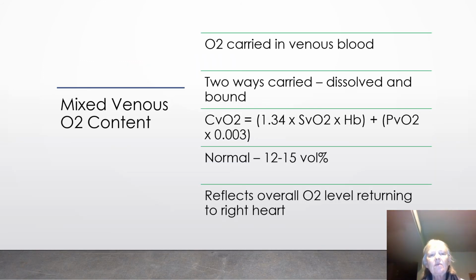Okay, so now we're looking at the venous O2 content. We're using the same two formulas that we used in order to find the content of arterial oxygen. In this case, the CvO2, the norm is 12 to 15 vol%. It tells us basically how well the oxygen is being used as it's going through the body, and it's an overall reflection of what's happening at this particular point. If it's too much, are we giving too much or are we not using it? If it's too little, are we not putting out enough or are we using too much at this particular point?